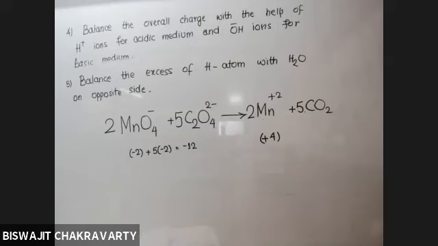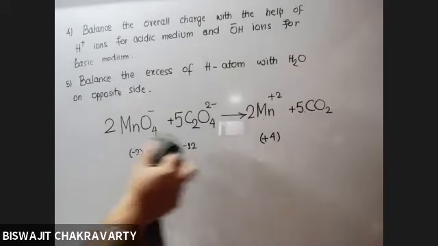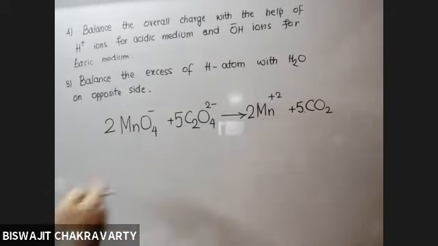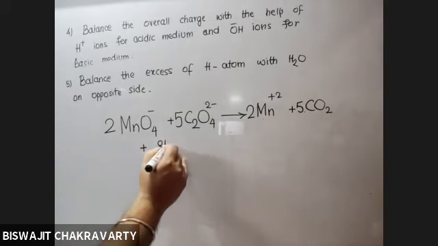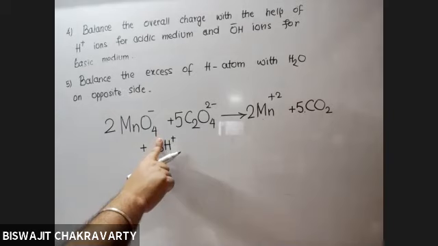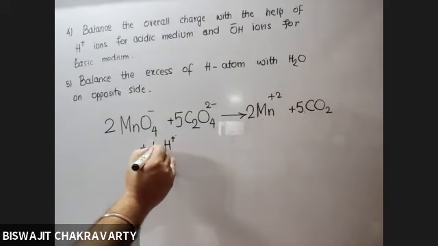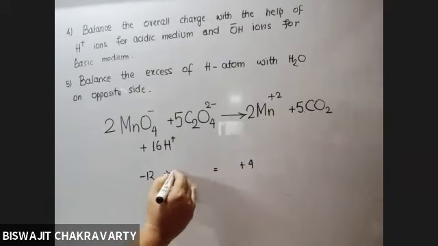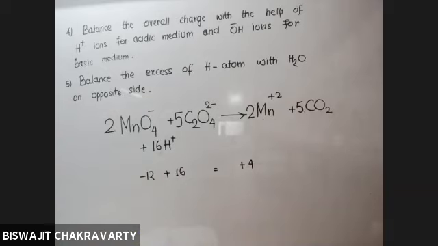So you have to balance with the help of H plus or OH minus according to the question. H plus. So where should I add H plus and how many? Left side. 16. 8 H plus? No, 16, because -12 and right side is plus 4. So I have to add 16, or not? Yes, sir. 16 H plus, isn't it?